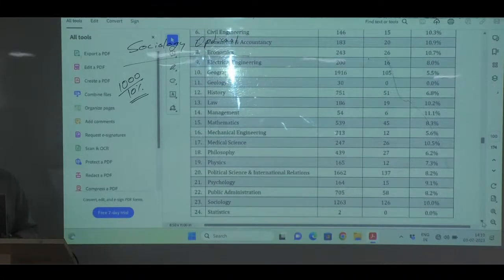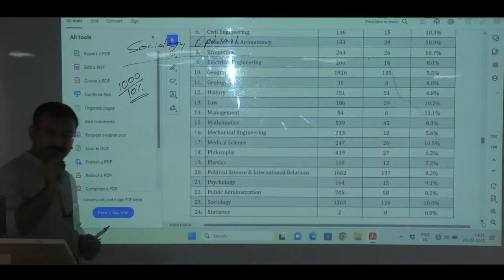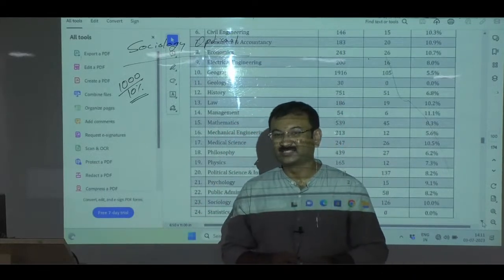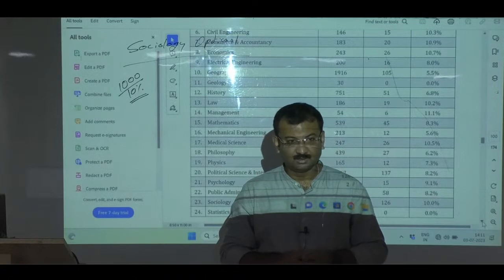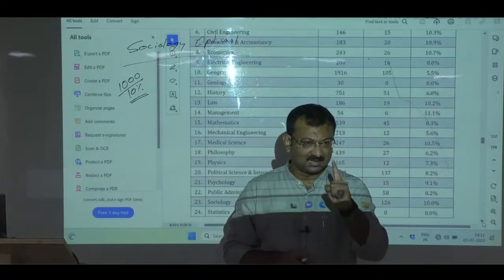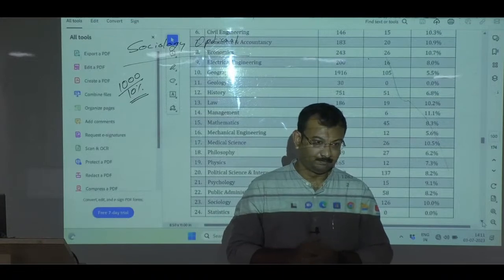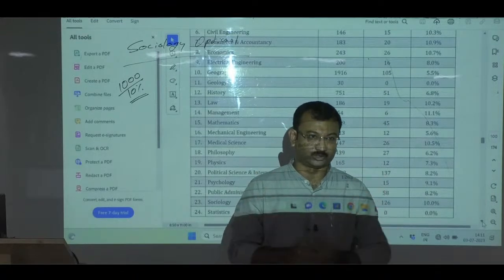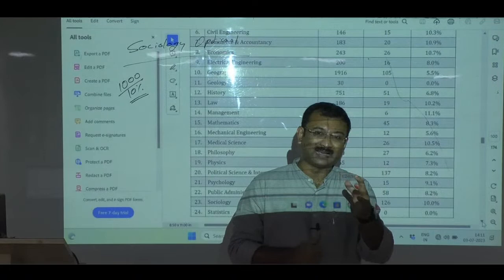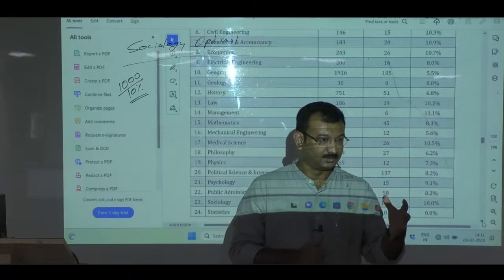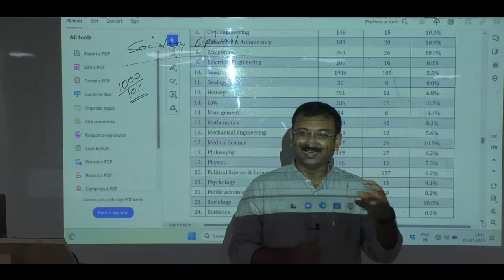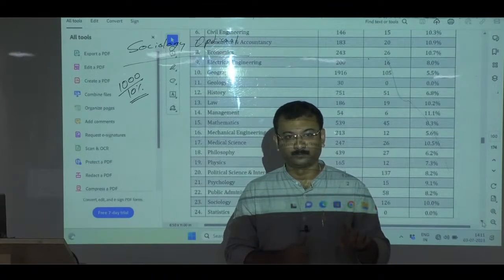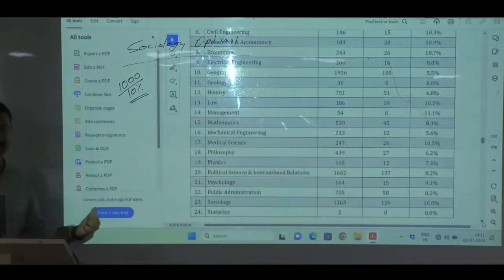Guys, if one candidate with one particular optional gets selection, I'm not going to give the subject any credit. Why? Maybe that particular one guy was really good at the subject. So he or she took the subject, handled it properly, secured selection. But if 1,000 plus students are taking a subject, and around 10% are securing their selection, I have to admit, that means the subject is helping somewhere. Look at the whole record. And this is not my record.